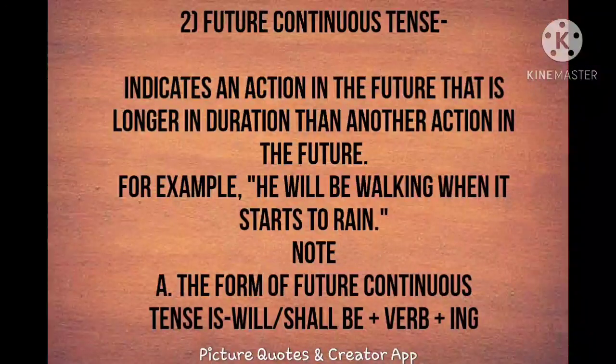That action can be said in future continuous tense because it is longer than the other action. Look at the form. The form of future continuous tense is will or shall plus be plus the ing form of the verb. So when you construct a future continuous tense, you should be careful. Subject plus will or shall plus be plus the ing form of the verb should be used to construct future continuous tense, and it is used to talk about a longer action. When you talk about two actions in the future, the longer action can be said using future continuous tense.